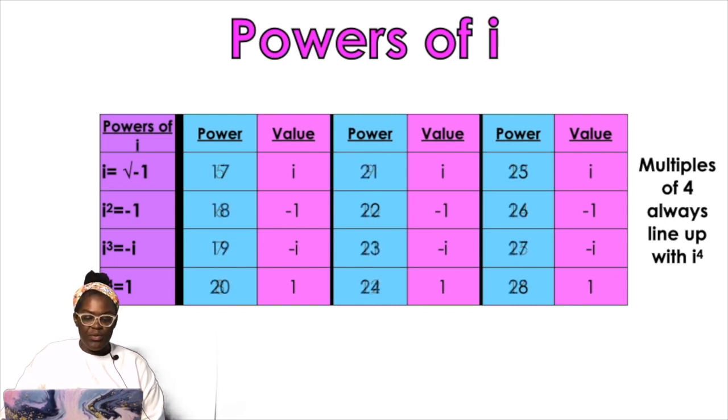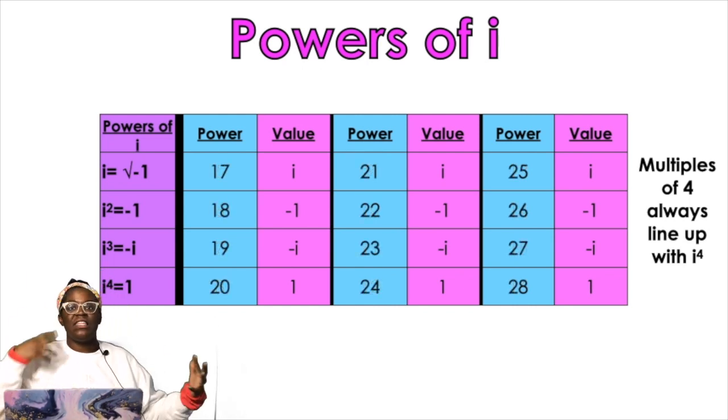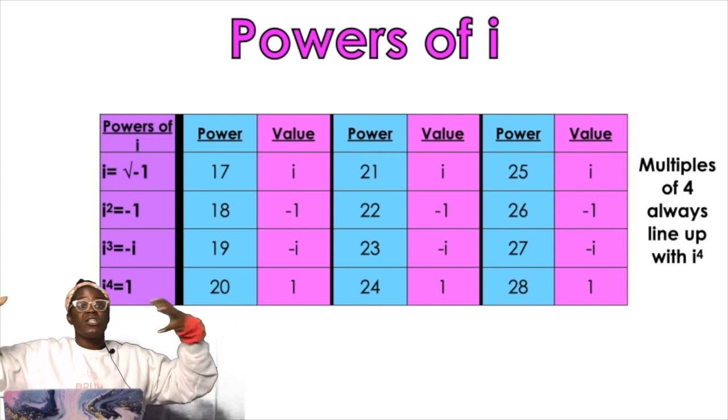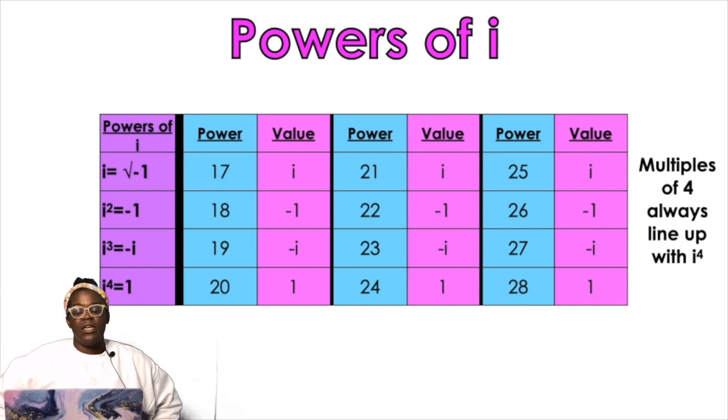And just for the purposes of showing you that even the higher the power, they still keep repeating the same pattern. i won, negatives in the middle. Multiples of 4 always line up with i to the 4. So look, 20, 24, 28, those are all numbers that are multiples of 4, and they line up with i to the 4th power. So we're gonna need that little fun fact in the next slide.